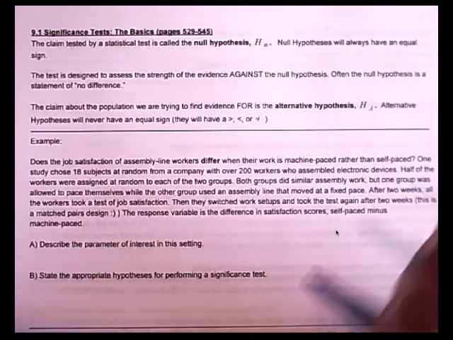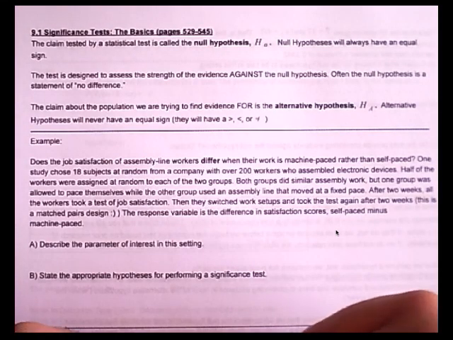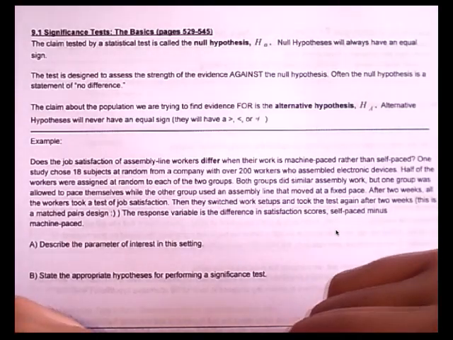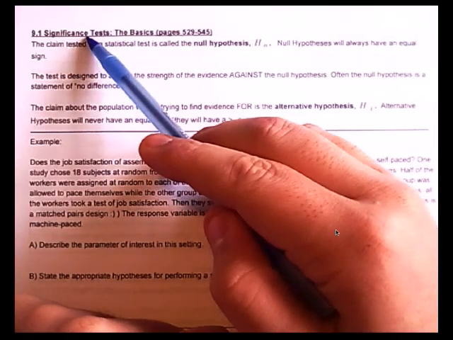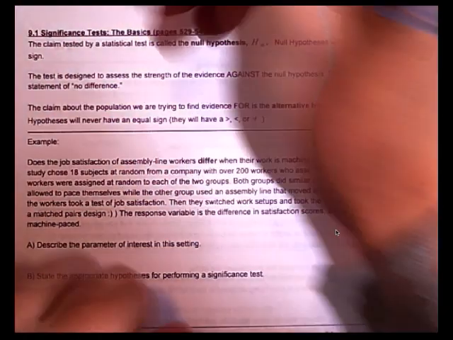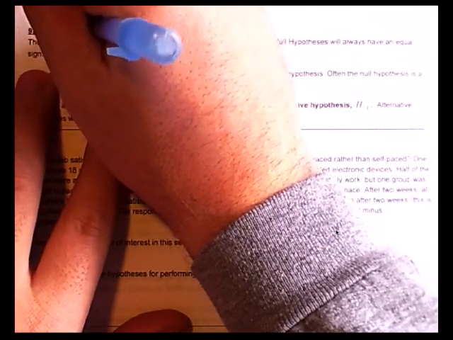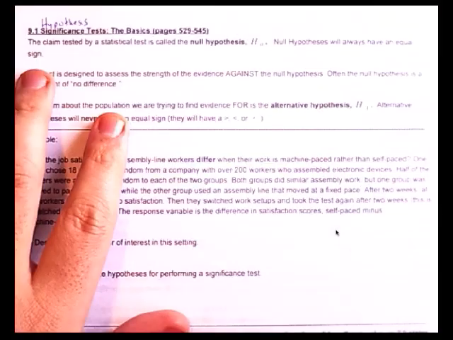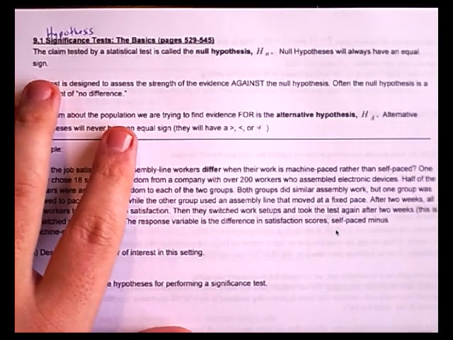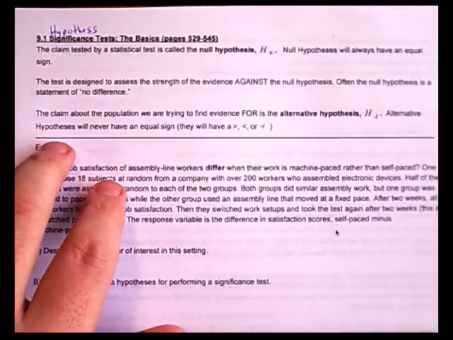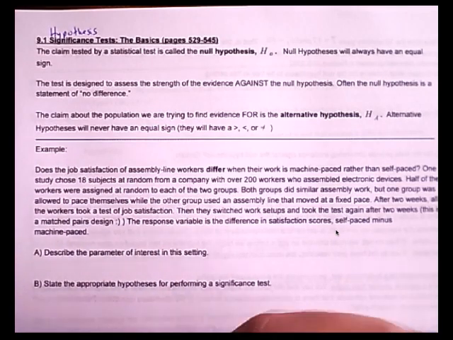All right, on to 9.1. What this section is designed to do is to teach us about significance tests, just the basics of them. Remember, significance tests are also called hypothesis tests. Okay, so either nomenclature could be considered correct. So we'll read a couple sentences here, and I'll try to explain what they're saying.